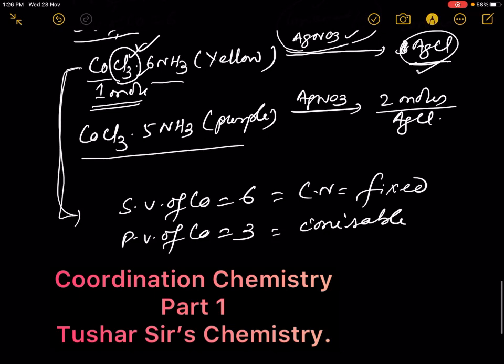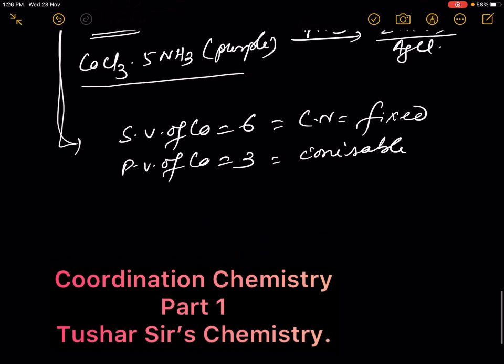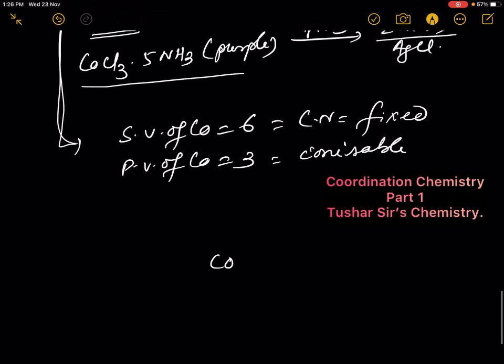This structure can be written like this. You see Co at the center and its secondary valency is 6. So let us draw 6 solid lines.